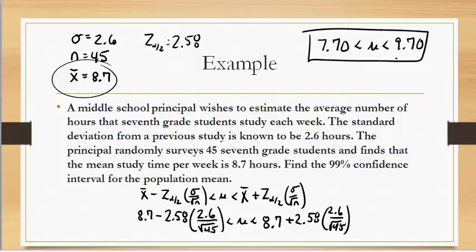Now, I can't be 100% sure. 99% sure is the best I can be. The only way I can be 100% sure is to actually go and ask every 7th grade student how many hours they spend studying. And again, that's not practical. But a 99% confidence interval means that I'm 99% sure that the average for all 7th grade students is in between these two numbers.